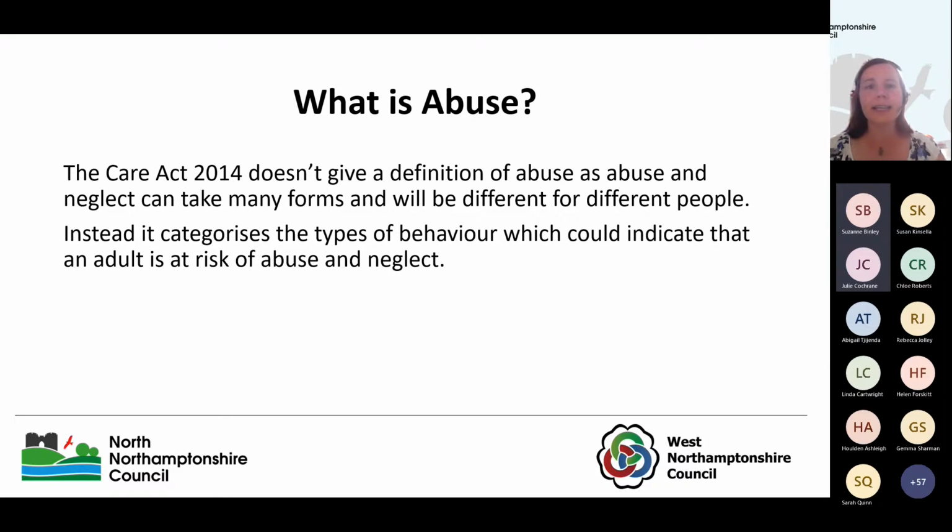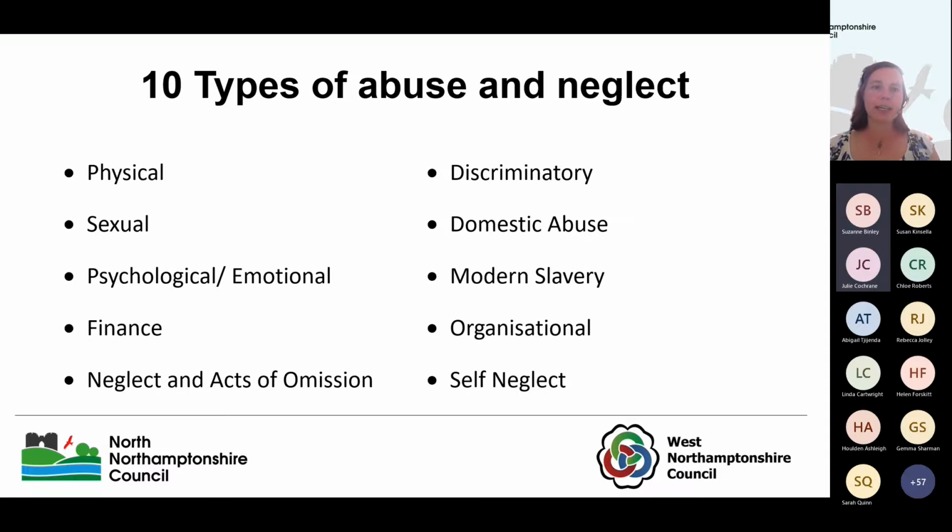Okay. So when we're thinking about abuse, one of the things the Care Act doesn't do is give a definition of abuse, as abuse and neglect can take many forms and will be different for different people. So it does acknowledge that abuse is so wide that you can't put a definite definition on it. But what it does do is produce 10 categories of abuse and the types of behaviour that could indicate an adult is at risk of abuse or neglect. So we're going to have a look at those 10 types of abuse and neglect now. These are the 10 categories that the Care Act brought in.